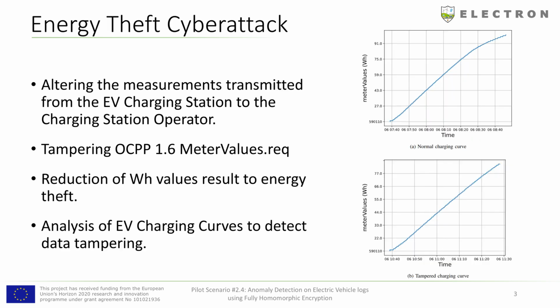In this demo, a cyber attacker performs an energy theft attack by altering the OCPP meter values messages transmitted by the charging station to the charging station operator. The cyber attacker modifies the watt-hours values in the meter values messages transmitted during a charging transaction, aiming to reduce the total billing amount of the charging transaction. In order for the tampering to be detected, the electric vehicle charging curves should be analyzed for potential deviations.